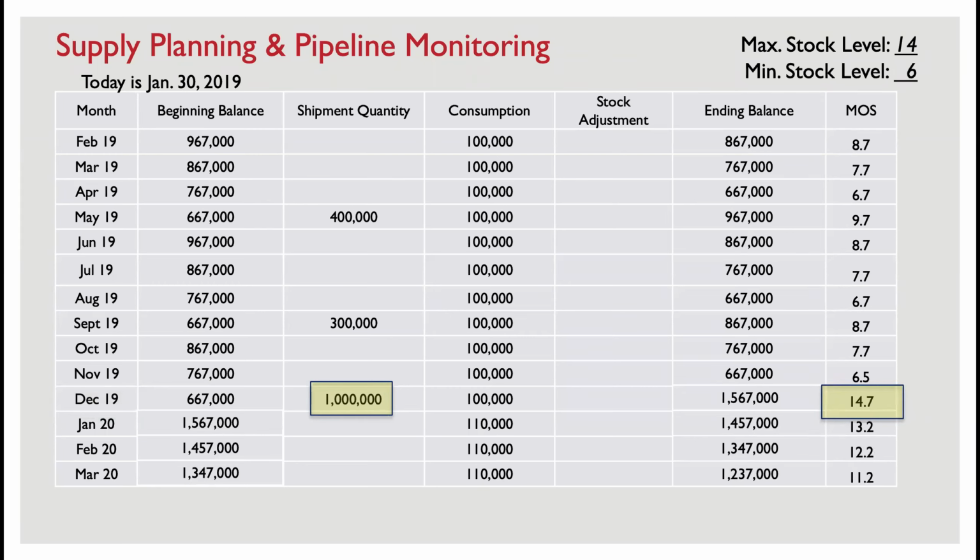That can be okay. Sometimes the pack sizes or the minimum shipping quantities from our suppliers will result in going a little over maximum, but we're not going to consider that a serious problem. We can already see that the next month we're going to go back down again below our maximum.